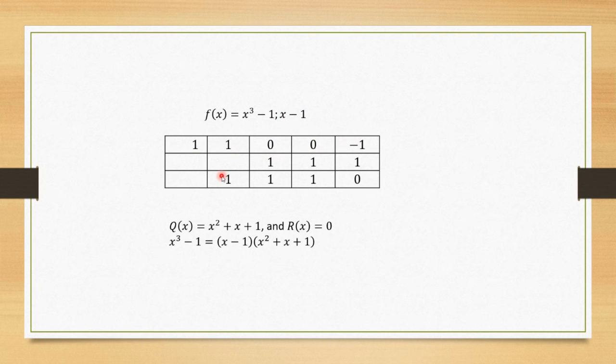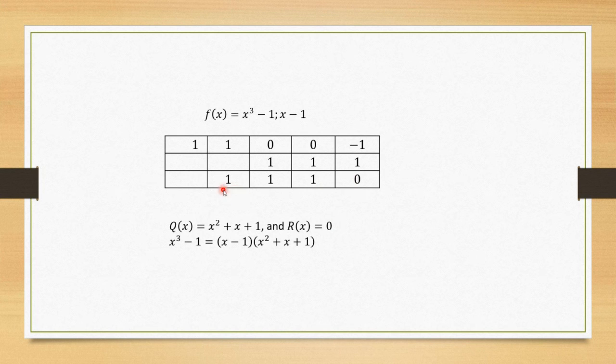And so same story. This one comes down. 1 times 1 is this. 1 and 0 gives us 1. 1 times 1, that goes here. 0 and 1 is 1. 1 times 1 is also 1. Minus 1 and 1 is 0. So on. R of x is 0. So this is the remainder. Our remainder, as we know, is 0.